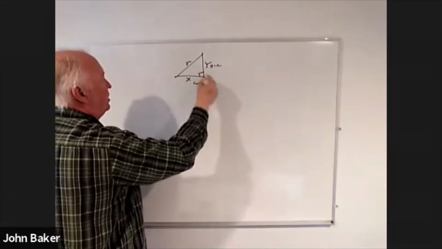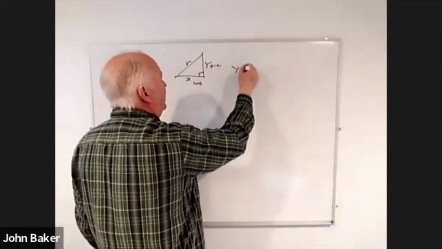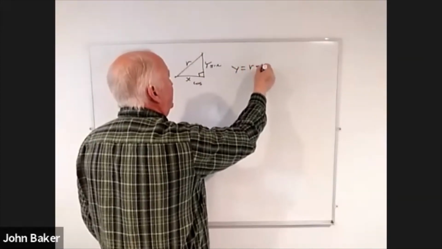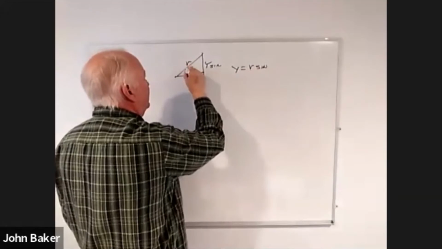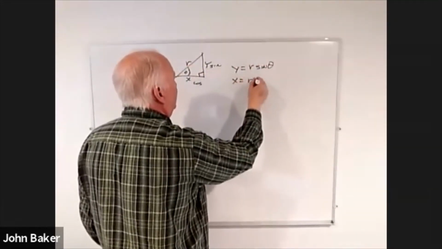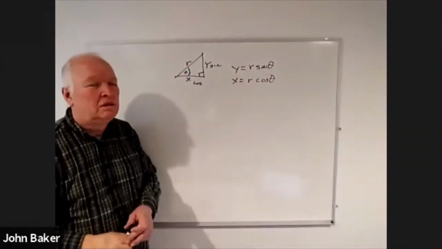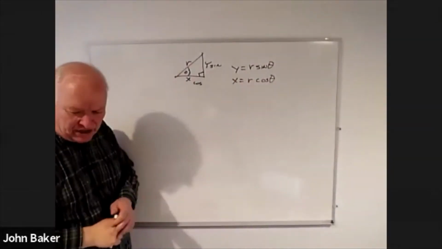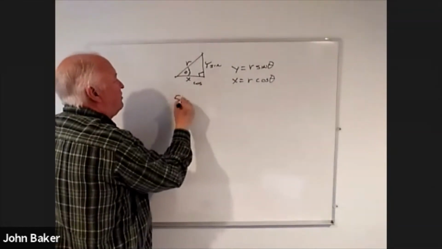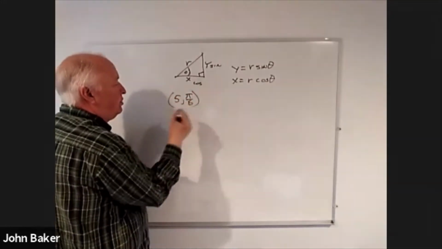And so y, if you remember from triangles, y equals the radius times the sine of my angle. X equals r times the cosine of my angle. So let's convert 5 comma pi over 6 into rectangular.